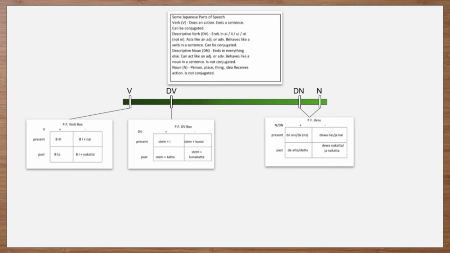The PF in all of these stands for plain form, which is what we have been learning so far in the videos. We'll get to polite form in a moment. As a side note, dearu and deatta are rarely used in spoken Japanese. However, dewanai and dewanakatta are fairly common. We'll use these 4 example words for each of the 4 kinds of words. Nomu, to drink. Takai, which means high, like spatially or expensive. Kirei, which means pretty or clean. And neko, which is cat.